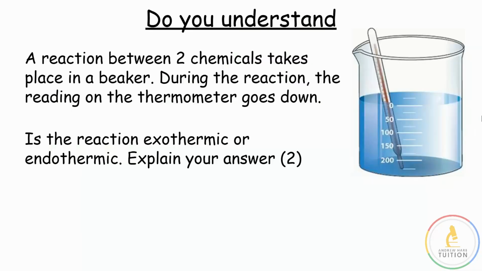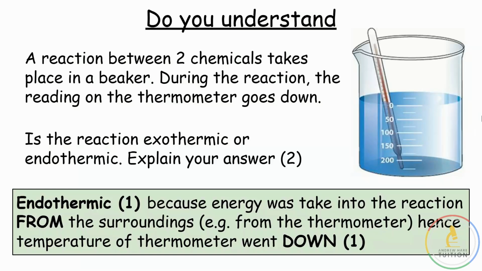I'll bring up this explanation in words here, and if you want to pause the video and make a correction, you're more than welcome to. So the way I've worded it here is: it is endothermic because energy was taken into the reaction from the surroundings, e.g. from the thermometer, hence the temperature of the thermometer went down. And as I said, if you want to pause and get that down, you can, but otherwise, let's move on.